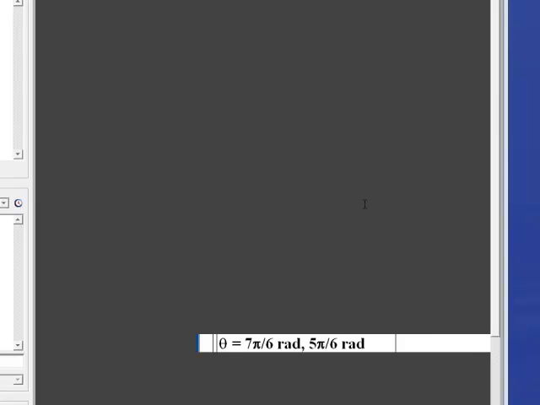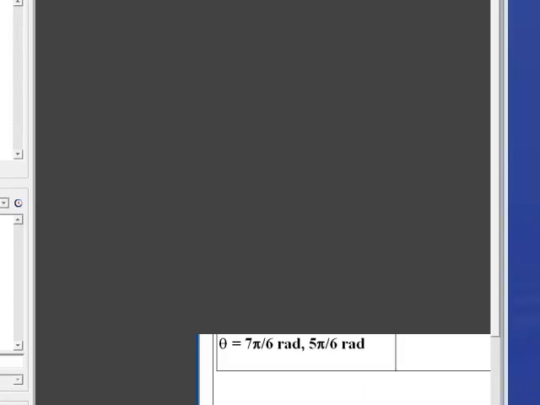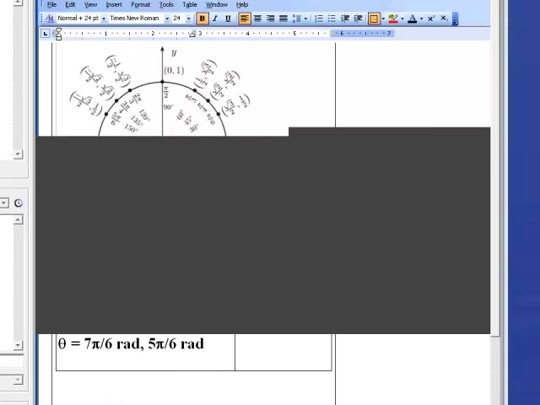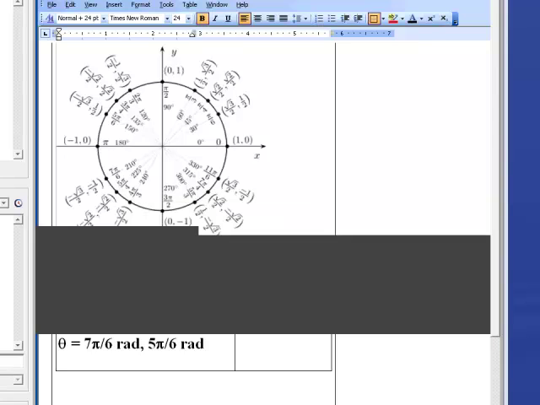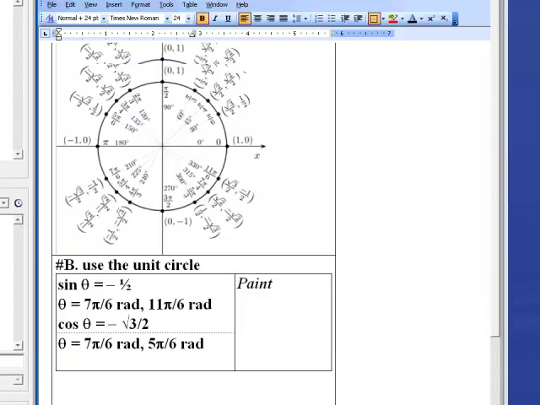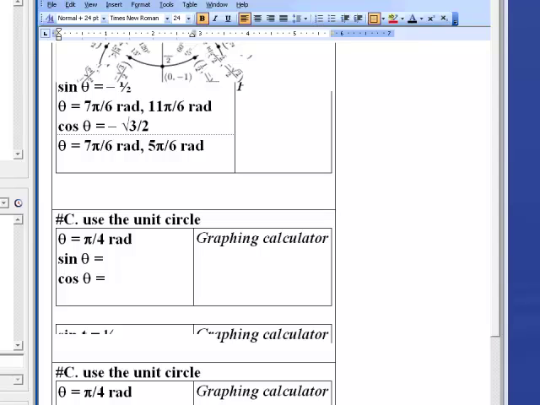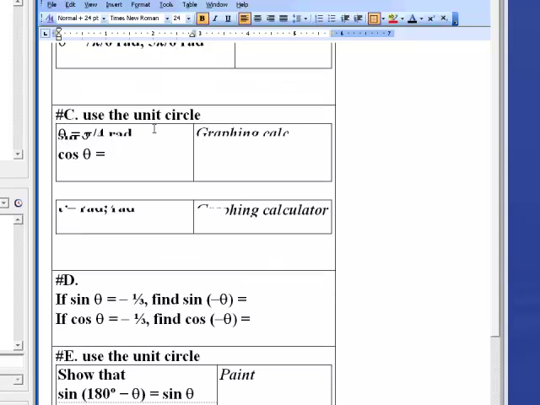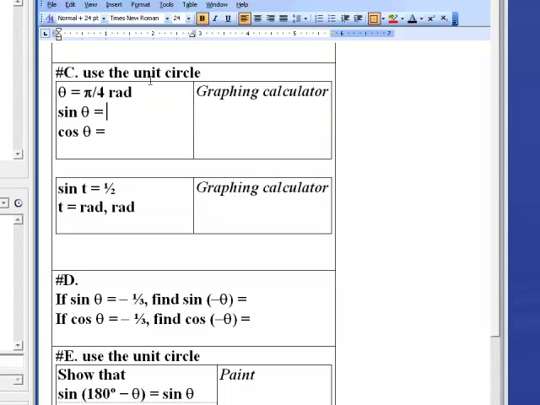By the way, next time you graph, you may want to reset your calculator to the function mode rather than parametric equations, otherwise you're just going to confuse yourself. I'll show you in a moment. So here we used the unit circle to find out what the sine of pi over 4 is, and we came up with 0.7071, and the same thing for the cosine.